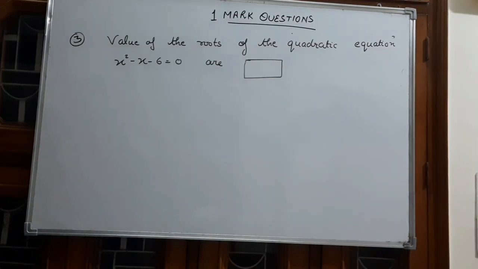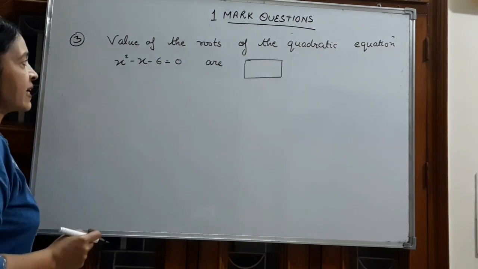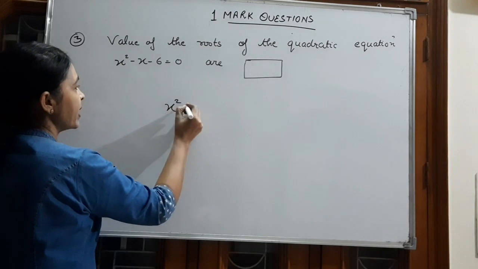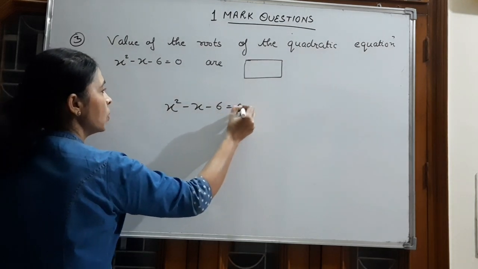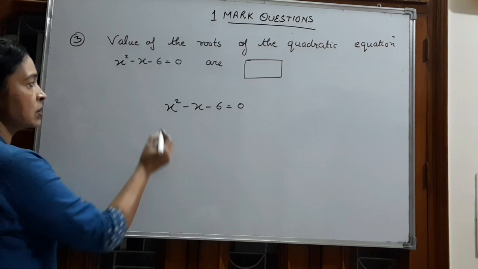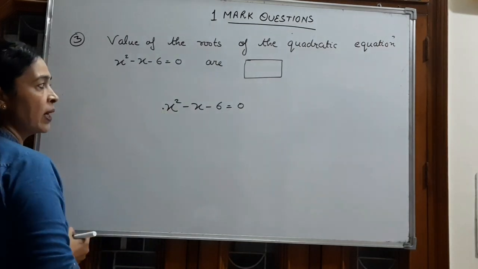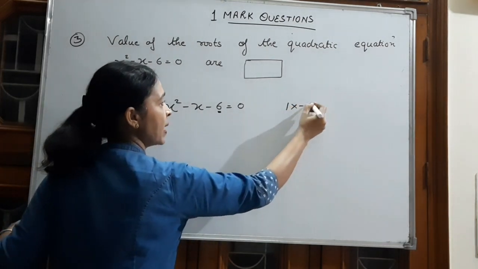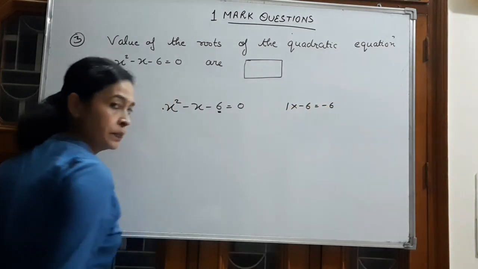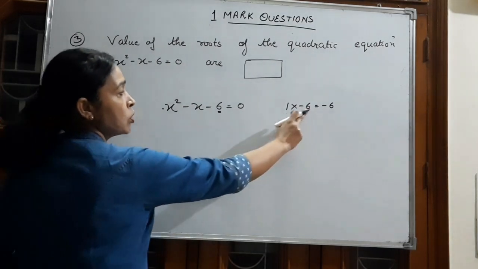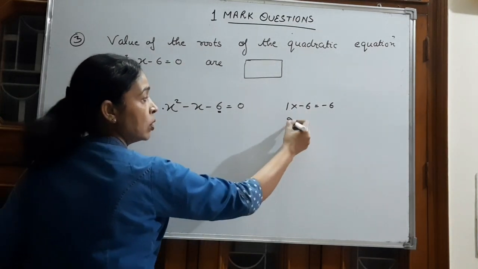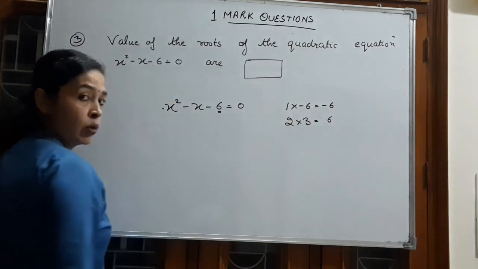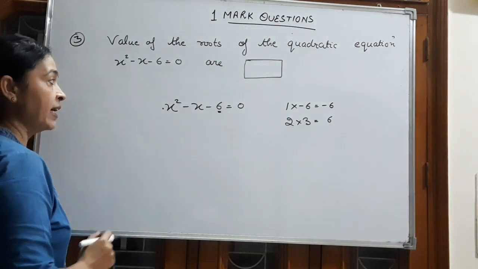The roots of the quadratic equation x square minus x minus 6 equals 0 are. We have a quadratic equation. What we have to do? We have to find the roots. What is the coefficient of x square? 1. Which is constant? Minus 6. 1 into minus 6 is minus 6. The factors of 6 can be 1 into 6 or 2 into 3. It is also 6, either 2 or 3. One of them will be negative.